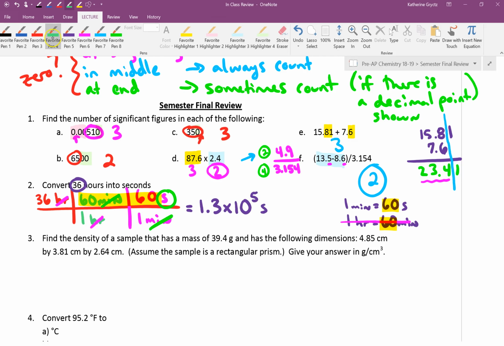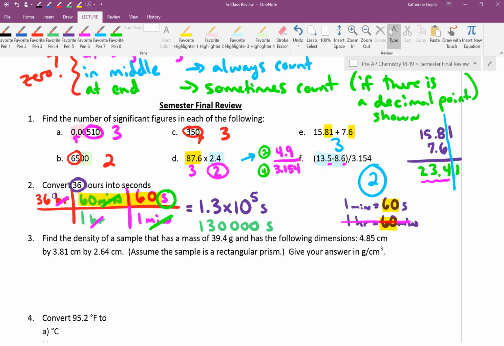Okay, or again, you could always write this in standard notation and write it as 130,000. Okay, but the units need to be on there, and those zeros don't count if you don't put a decimal there. Okay, so that is just basic unit conversion. I know you've done a lot of unit conversion this year.